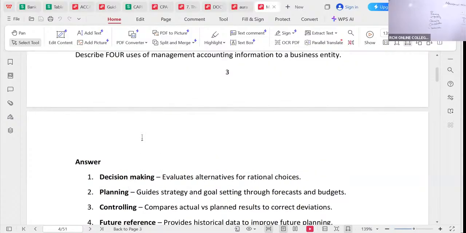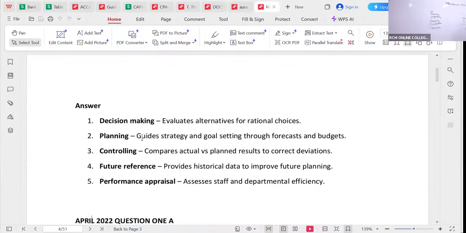So you can see, ladies and gentlemen, there are the uses: decision-making, which evaluates alternatives for rational choices; planning, which guides strategy and goal setting; controlling; future reference; and performance appraisal. Never forget to mention decision-making, then performance appraisal. Those are very, very important.